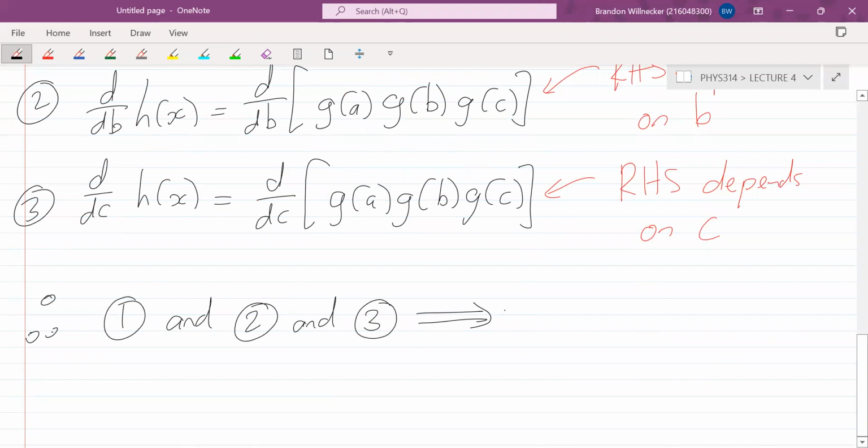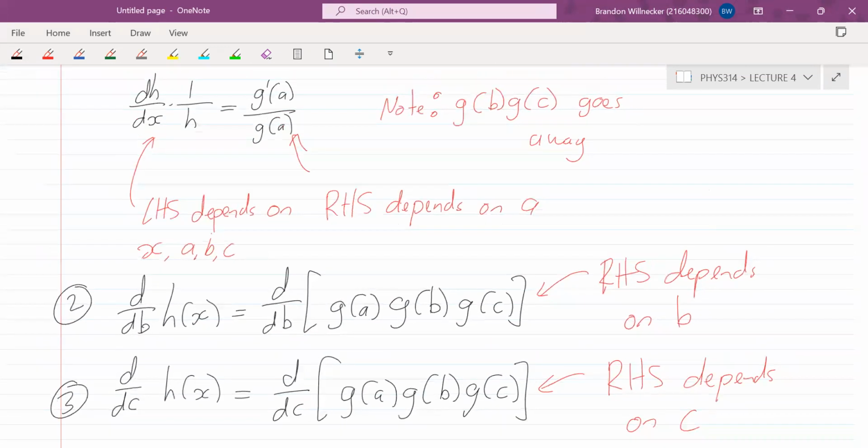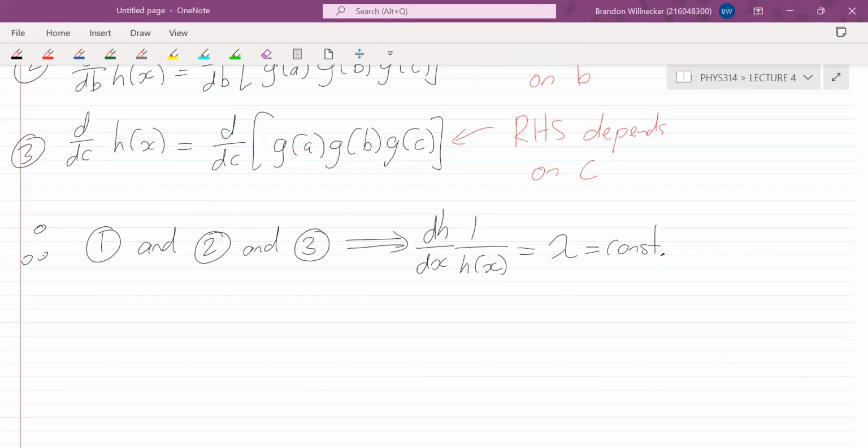Therefore, the left-hand side, we must have that dh by dx times 1 over h of x must be equal to some constant, let's call it lambda. That's the only way for these three equations to be satisfied. You can check for yourself: look at all three equations and the dependency on the left and the right, and you'll see that the only way for that to be satisfied is for the left-hand side to be a constant.